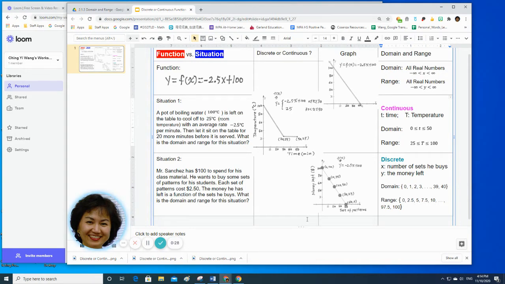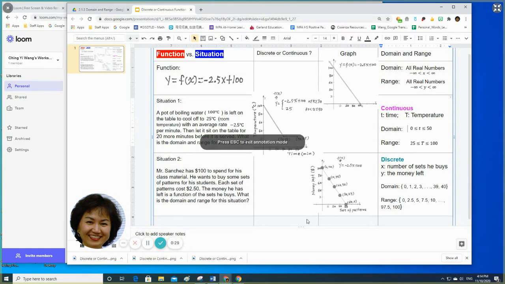This first one is a mass model function. It says y equals negative 2.5x plus 100. Here, x and y are in a general situation. We have not particularly defined the meaning for x and y.